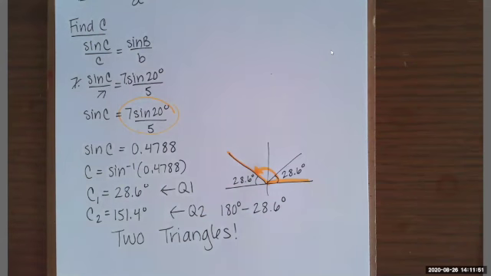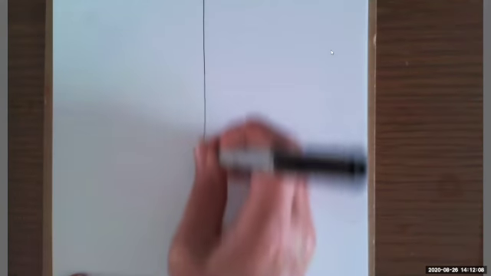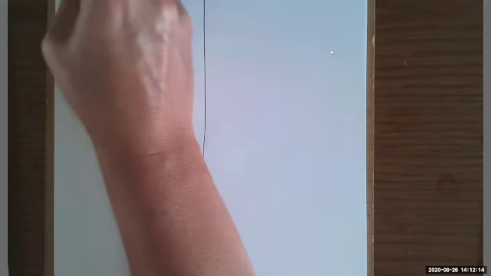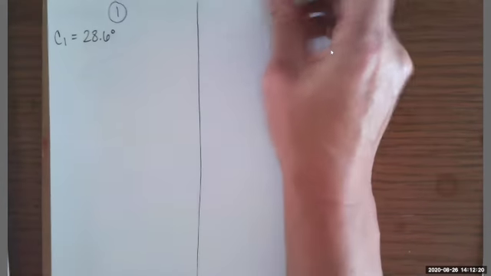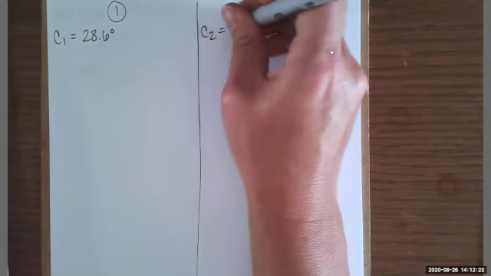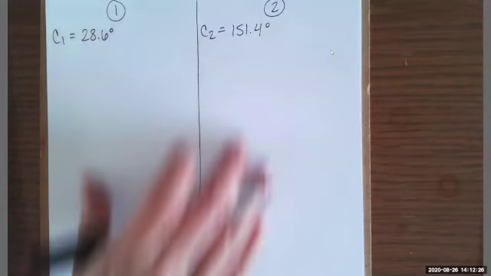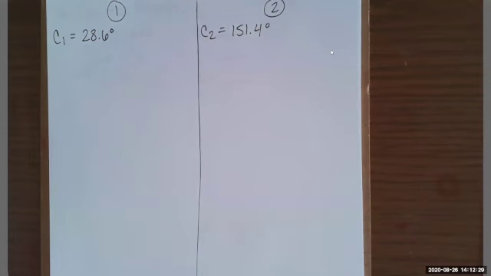Now, the challenging part is once we have the information that we get 2 triangles, we actually have to solve the rest of this problem twice. So what I'm going to do is start on a new page, and I'm going to put a line right down the middle of the page. We're going to have our first triangle and our second triangle. So our first triangle, we had that C1 was 28.6. And our second triangle, we had that C2 was 151.4. Okay, so what I'm going to do is solve both of these triangles, and then we'll draw a picture and we'll see what this actually looked like.